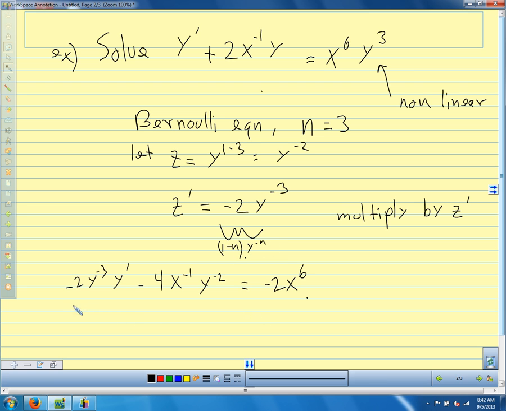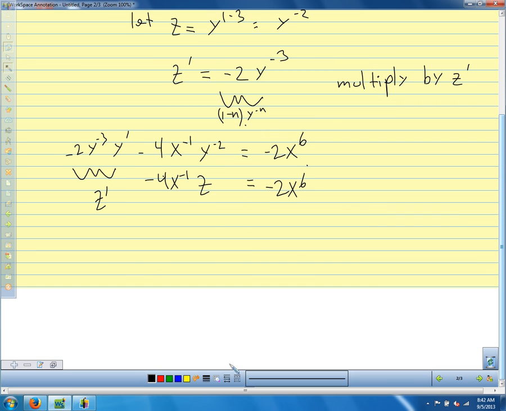Well, this quantity is z prime. This quantity is minus 4x to the minus 1 z, and this equals minus 2x to the 6th. So now I have a linear first order differential equation with a variable z.